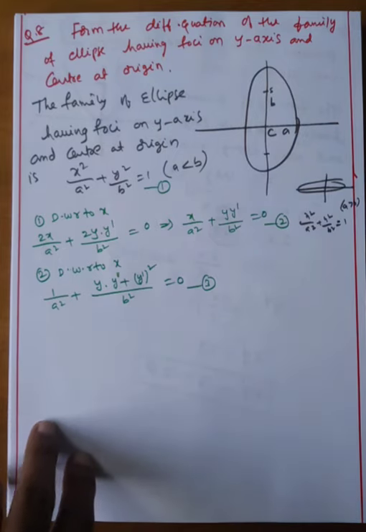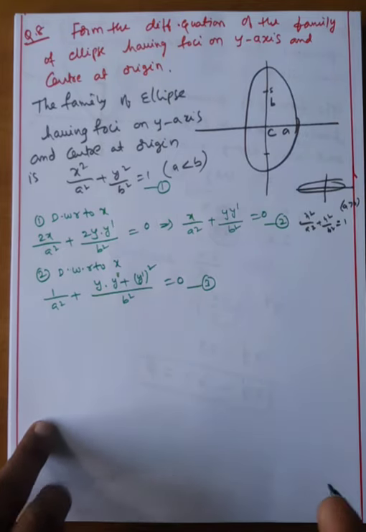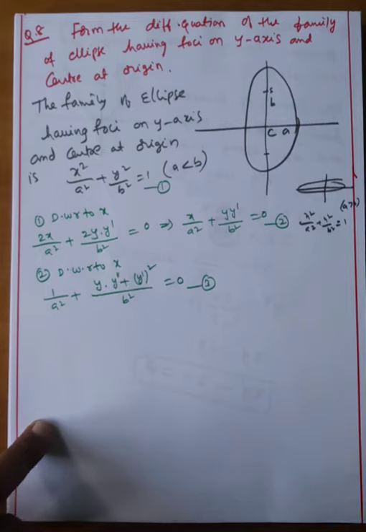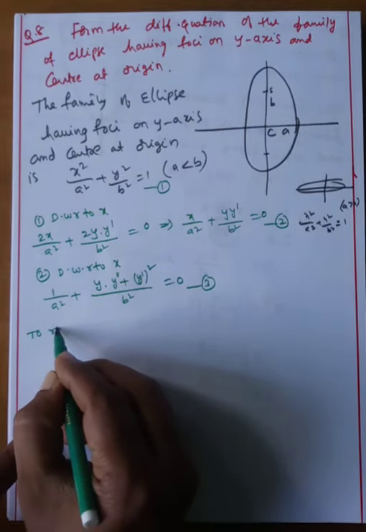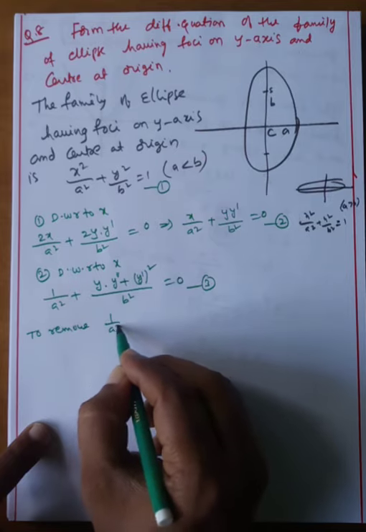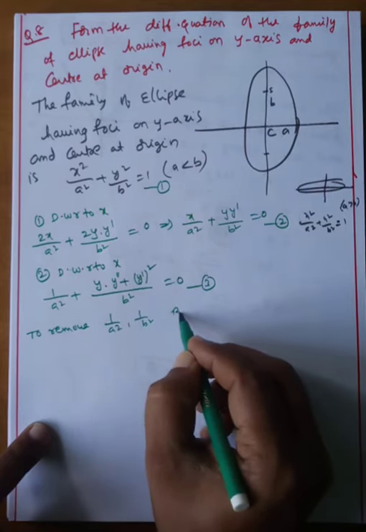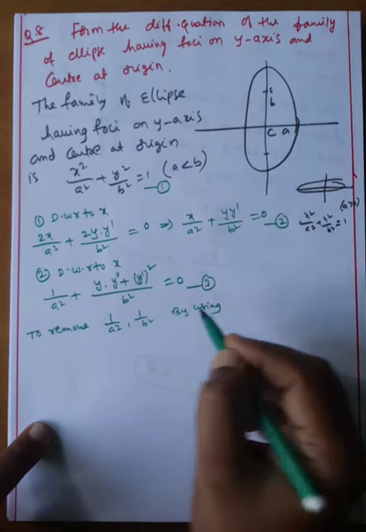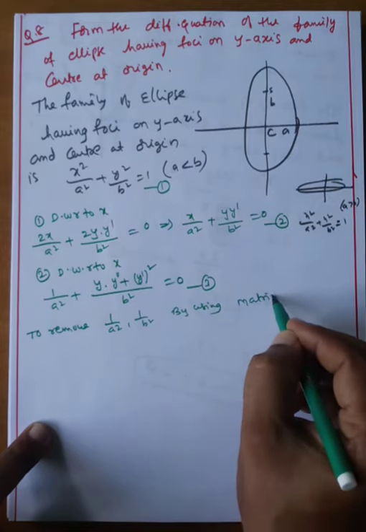To remove 1 by a square and 1 by b square, we use the determinant method, which I already explained in yesterday's class. To remove 1 by a square and 1 by b square by using the matrix determinant method.